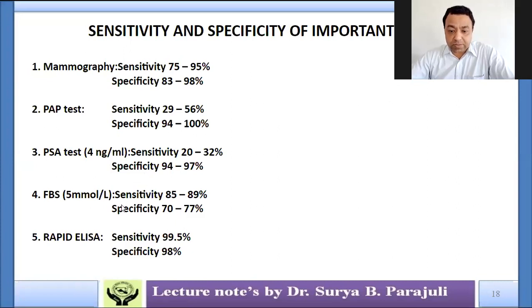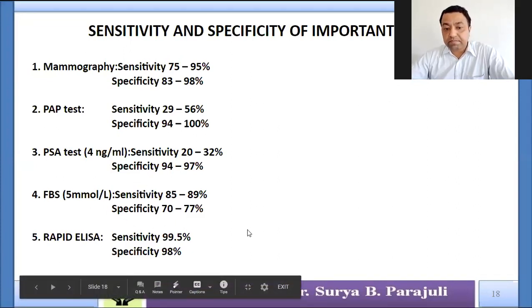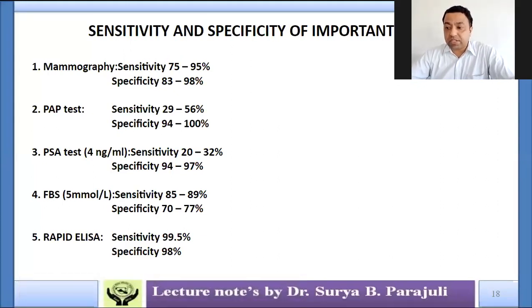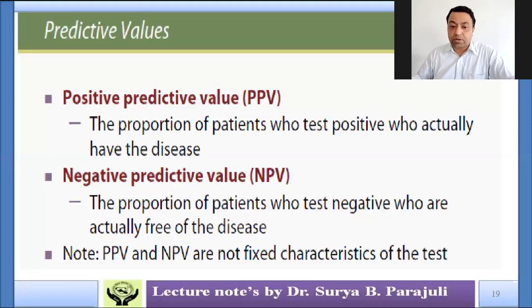FBS, fasting blood sugar, sensitivity and specificity. Rapid ELISA, same. For the PCR test for COVID-19, how much sensitivity and how much specificity do we have? For the pregnancy test, malaria RDT kit, dengue, from now onwards, while visiting any pharmacy or hospital, try to read the sensitivity and specificity given in that particular test kit. Or you can go to the lab and easily find it. So this may be your task, to understand more about sensitivity and specificity. Or you can Google it and find everything.